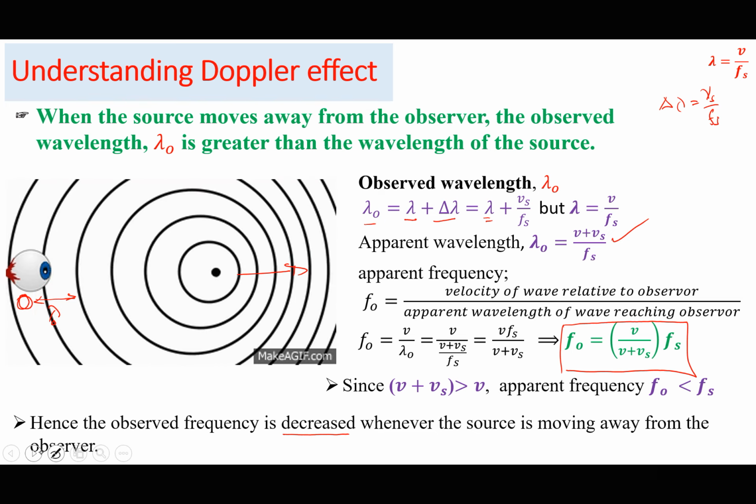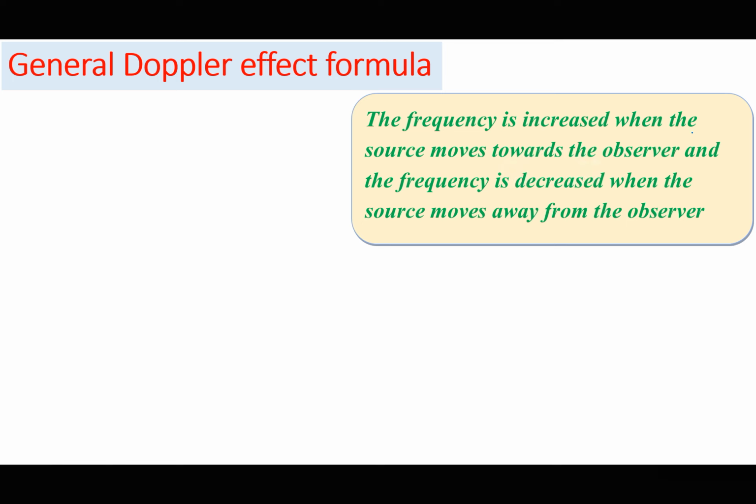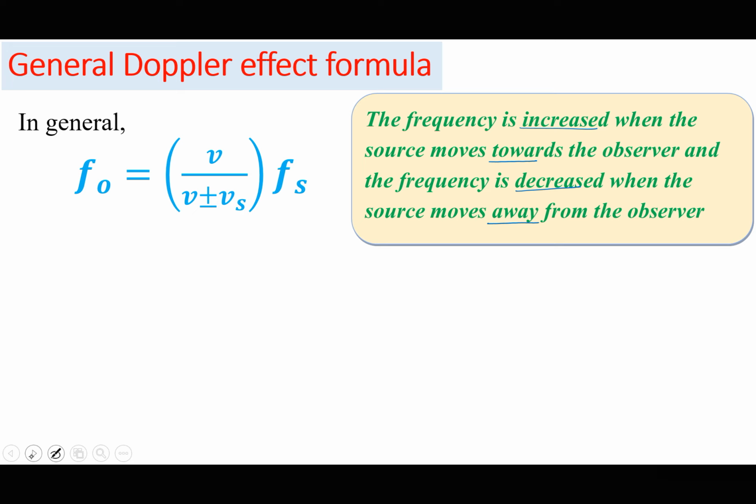So therefore, we arrive at what we call the general Doppler effect formula. Having seen that the frequency is increased when the source moves towards the observer, so increase is associated with moving towards, and the frequency is decreased when the source moves away from the observer, we come up with what we call the general Doppler effect equation. That is, F naught, or the observed frequency, is equal to V over V plus or minus Vs times Fs.